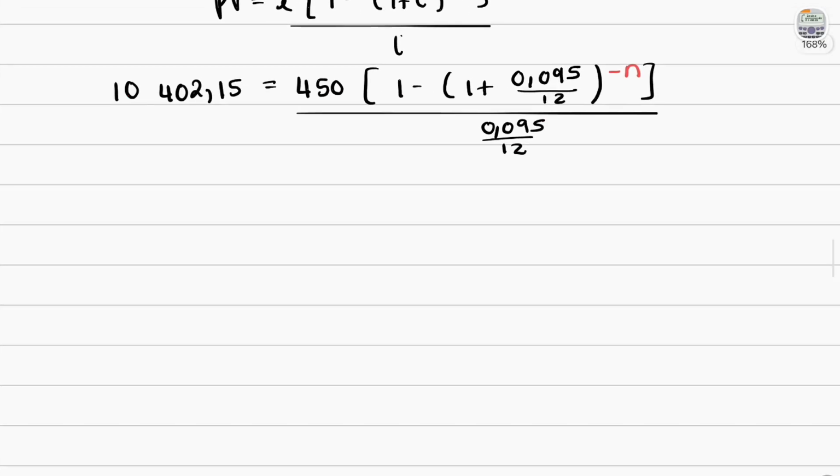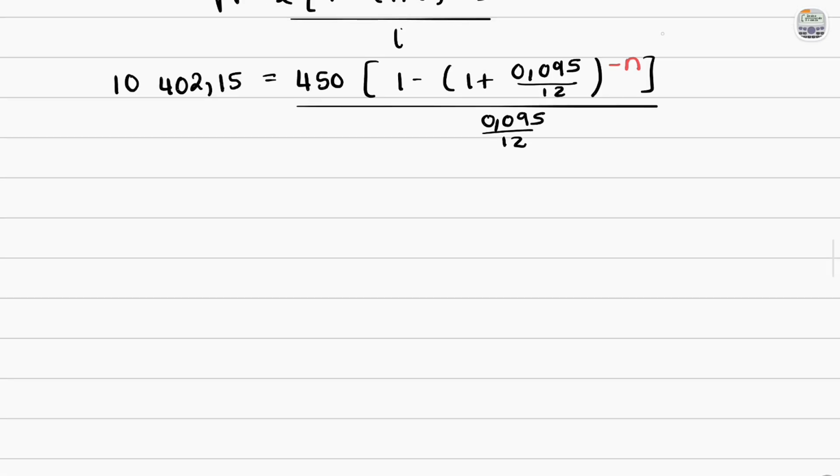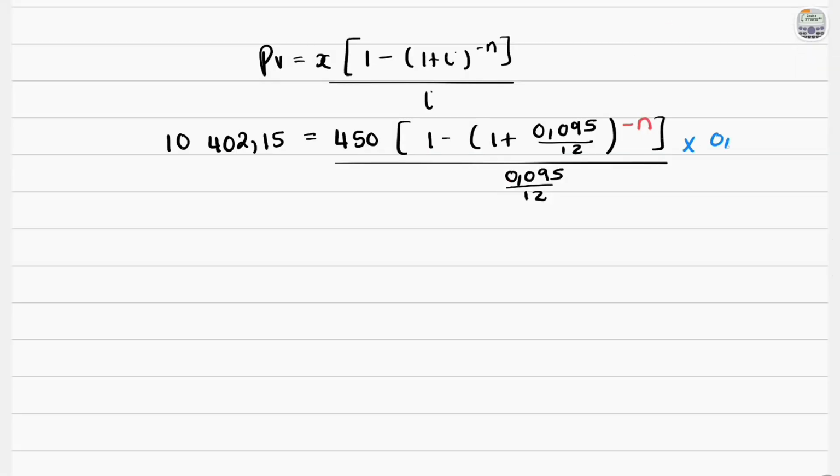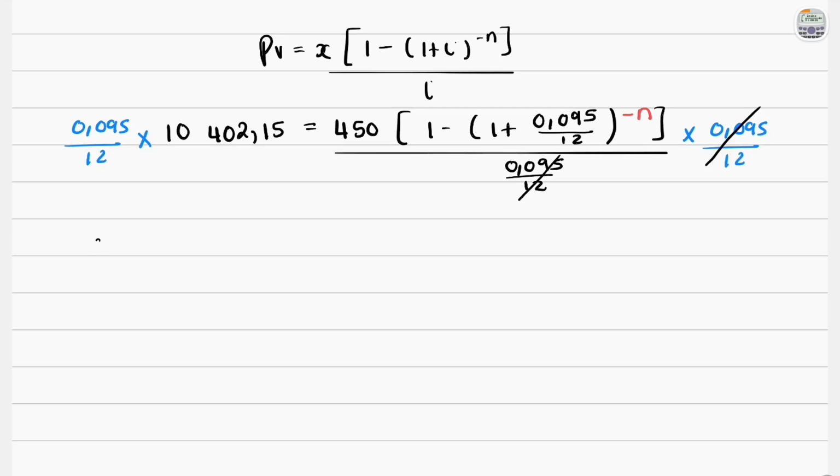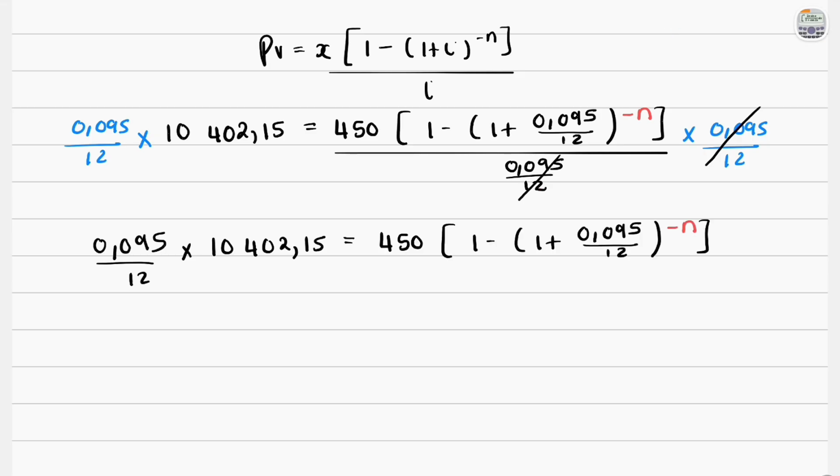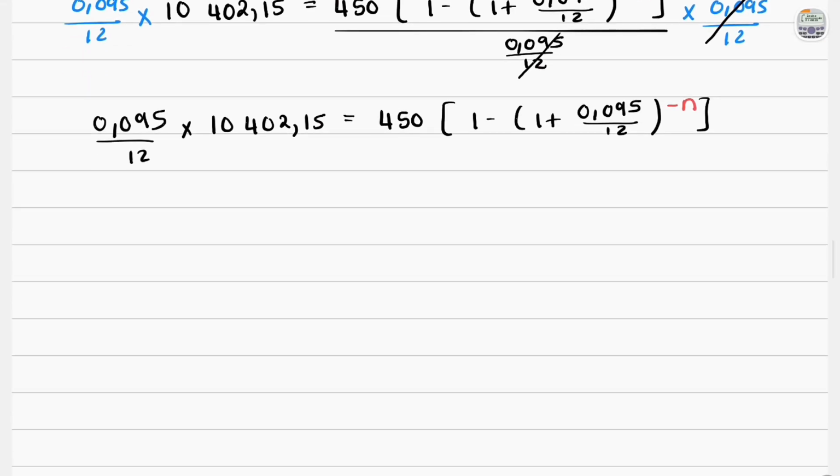Okay, let's go. So we can go ahead and get rid of this denominator first by multiplying both hand sides of this equation by this. So if we multiply by 0.095 over 12 on both sides, so we can just leave it as it is, 0.095 over 12 multiplied by 10,402.15 is equal to, and now this is gone, and all we have is that 450 there.